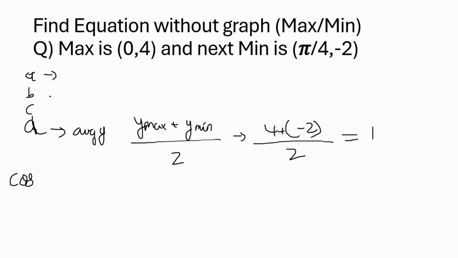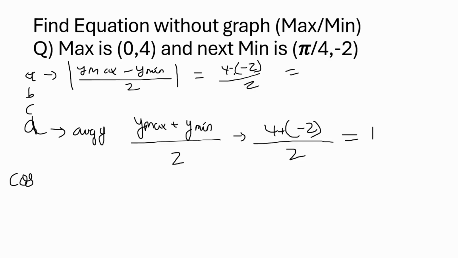Okay, your a value is the distance between the middle and the top. So it's the difference between the maximum and the minimum, and then you divide that by half. So it's y max minus y min over 2, and then take the absolute value. Just turn it into positive. You should get a positive number. So you get 4 plus 2 over 2, which is 3.